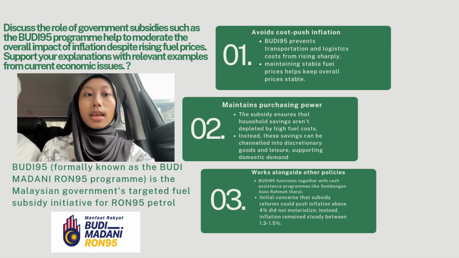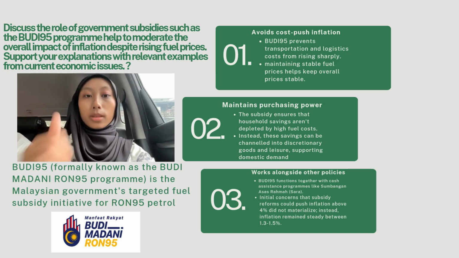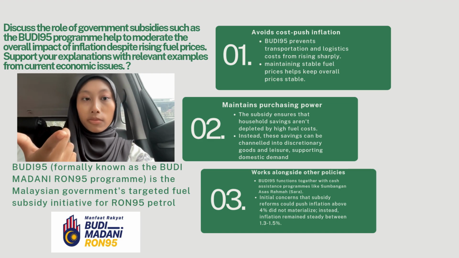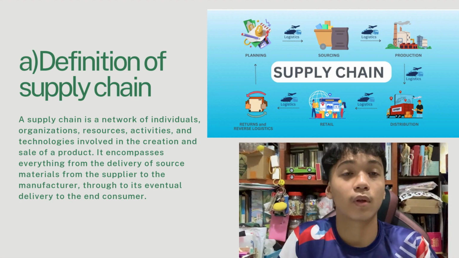And so, overall, Budi 95 helps Malaysia by softening the impact of higher fuel prices, protecting household spending and reducing inflation pressure in a targeted way. That makes it a useful policy for balancing public welfare with economic stability.